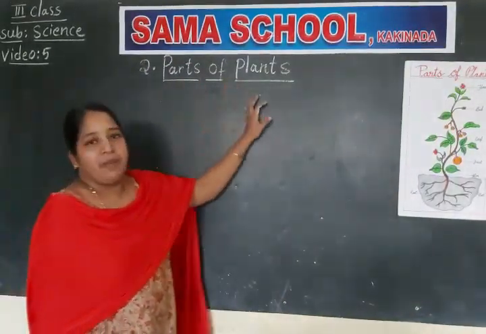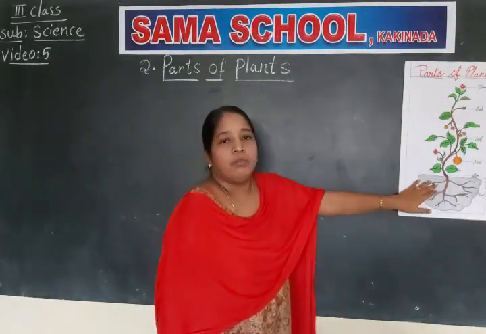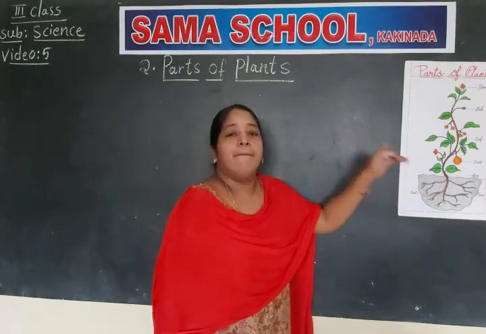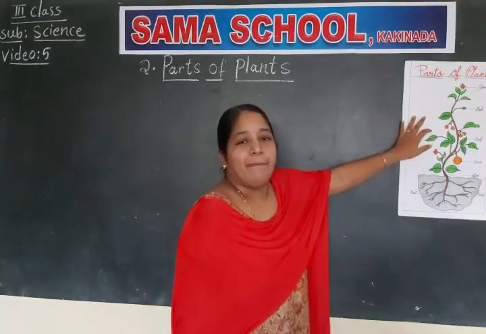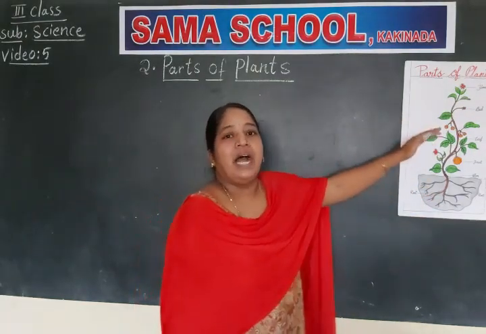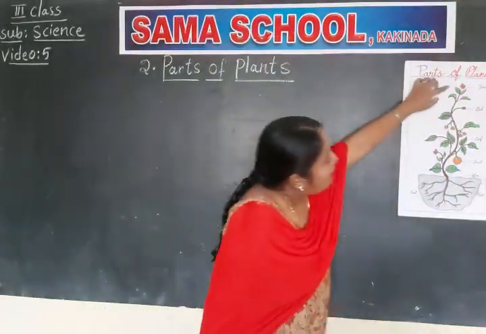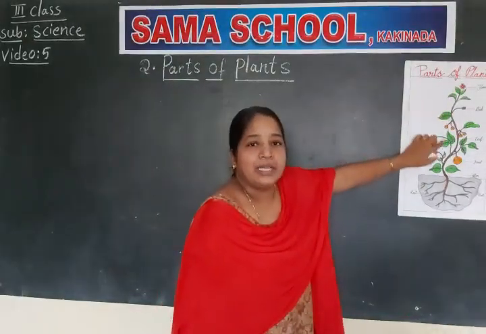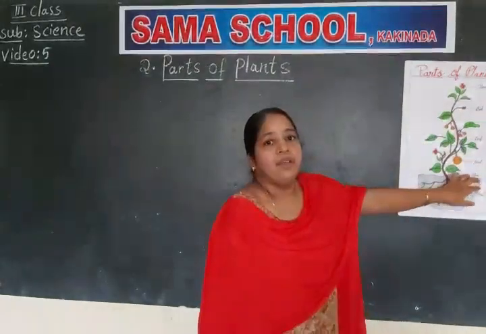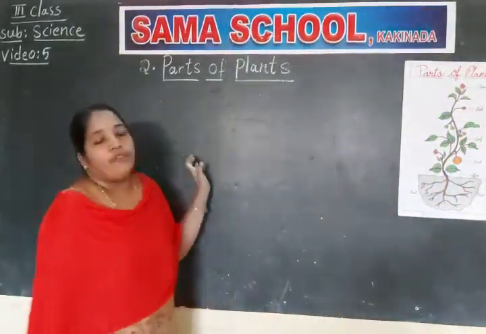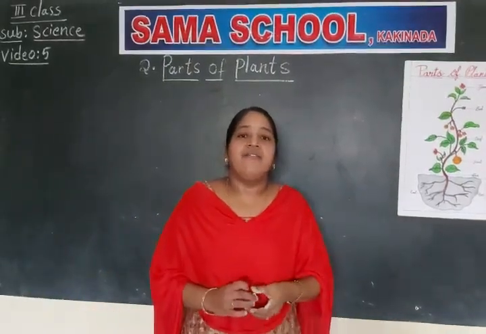A plant is mainly divided into root part and shoot part. And what is root? The part of the plant which grows below the ground or below the soil is called root. And what is shoot? The part which grows above the ground or above the soil is called shoot. Clear, children? And if you observe the shoot part, on the shoot part there are so many other parts like flowers, bud, leaf, branch, stem. Okay, next, types of roots. We already completed two types of roots. One is taproot and the other one is fibrous root.